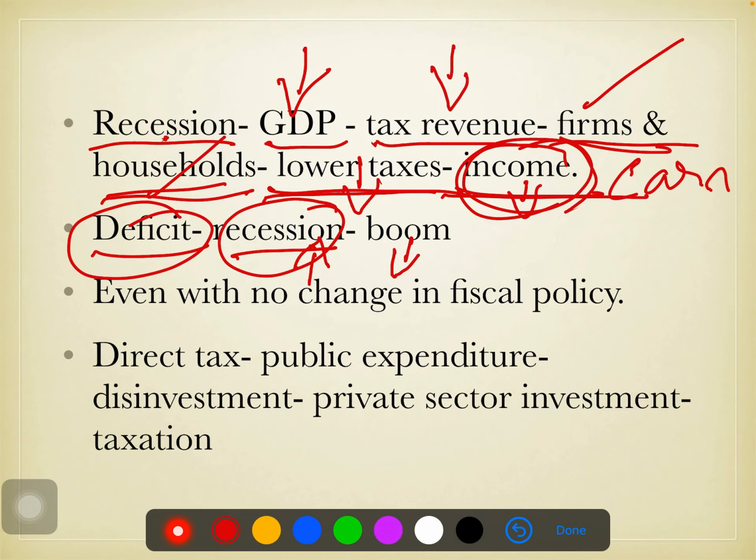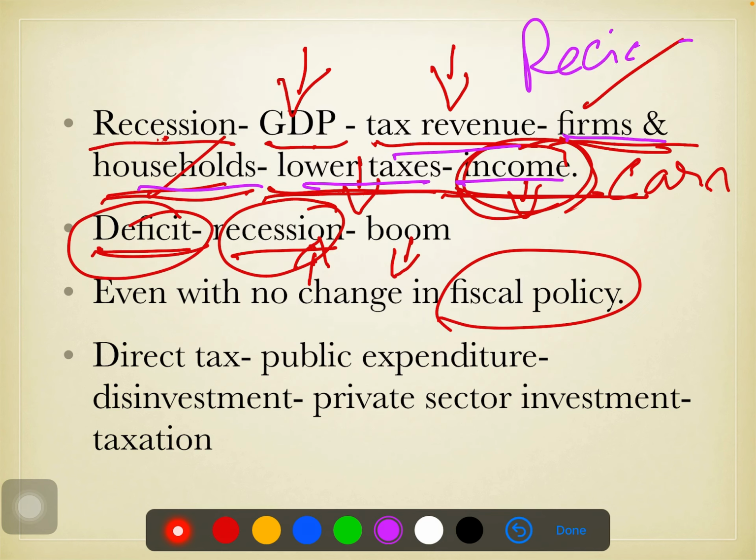This means that the deficit increases in the recession and falls in the boom, even with no change in the fiscal policy. Just imagine, we are not changing any fiscal policy. The fiscal policy remained the same, but still the deficit is going to increase in the recession, because the GDP decreased, tax revenue decreased, and firms and households are paying lesser taxes because of their lesser income. That means the receipts decreased, so expenditure will definitely be more. If receipts are less and expenditure is more, that definitely leads to a deficit problem.